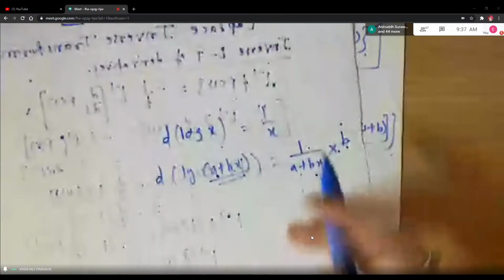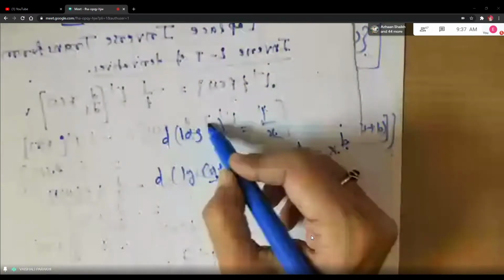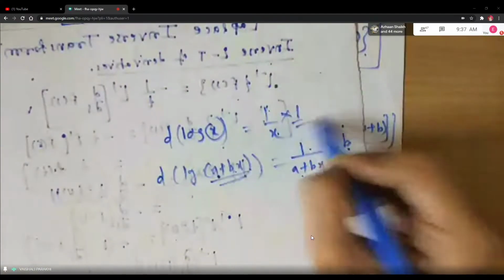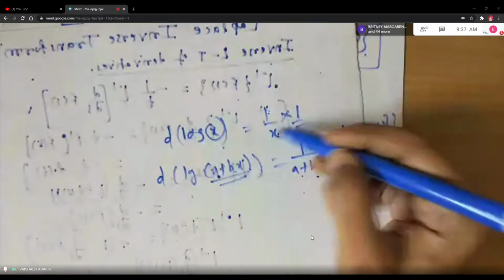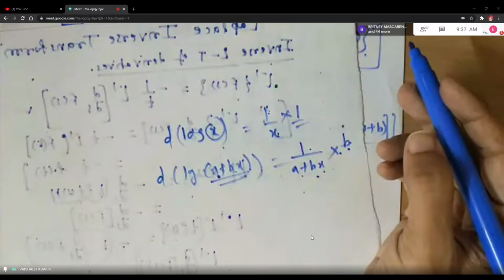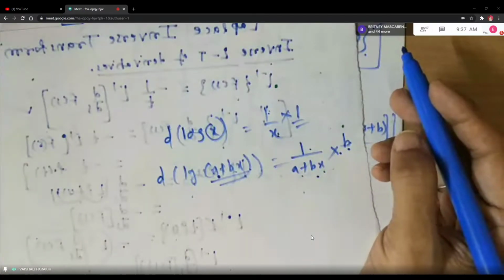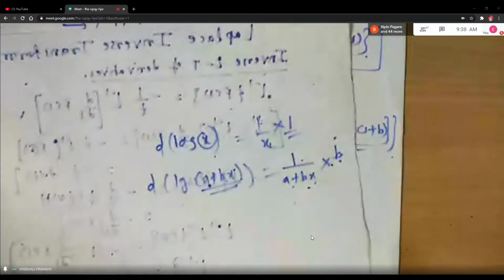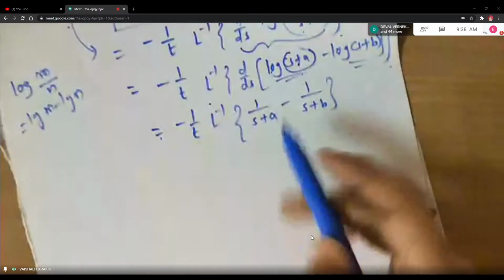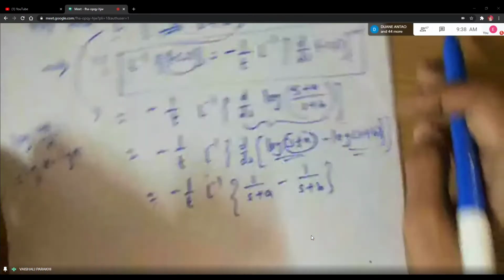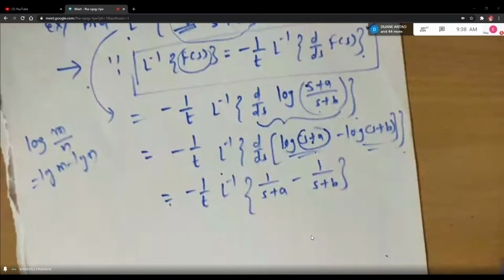Here what happens? We write 1 upon x. But what is the derivative of x? It is 1. So we don't write into 1. That's why it is directly 1 upon x. So always you have to go from outer function to inner function. So this is our derivative part. See carefully how I have done it.